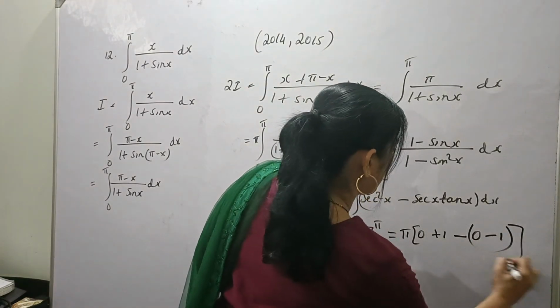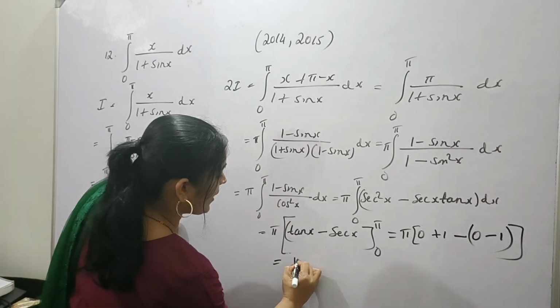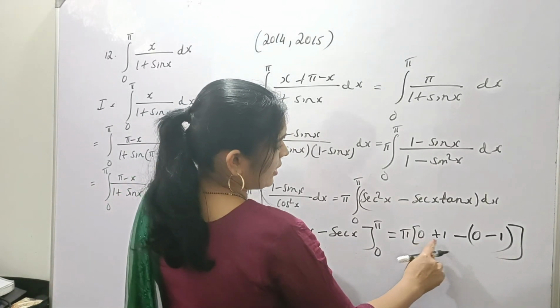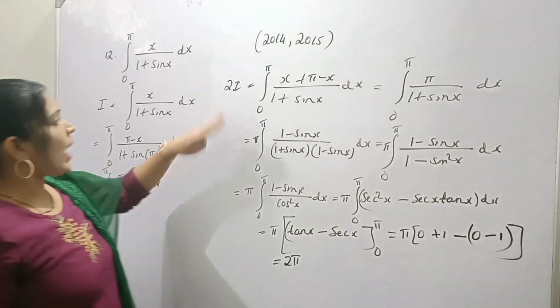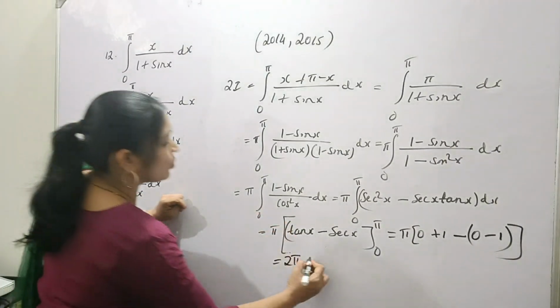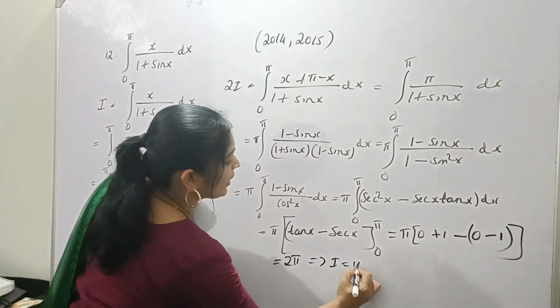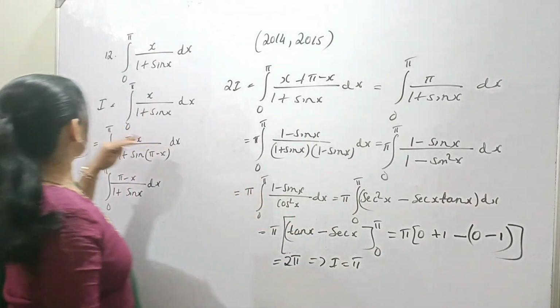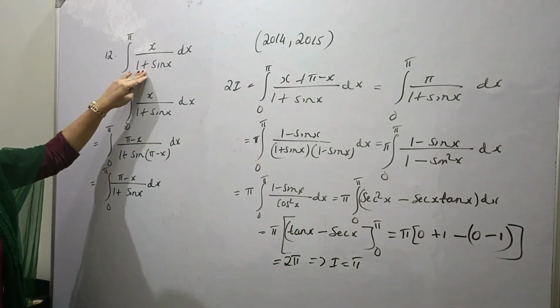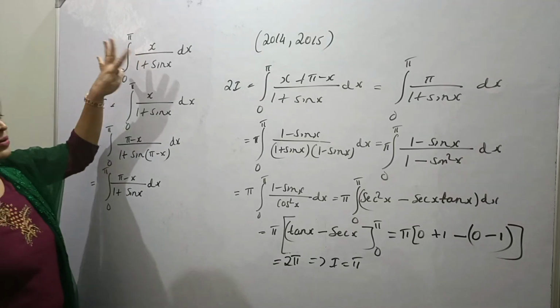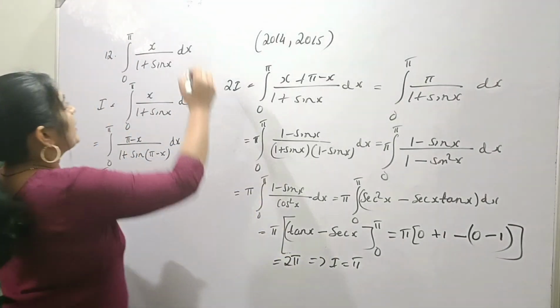So that is minus 1. That is equal to pi into 0 plus 1, that is 2 pi. Right. So 2I is equal to 2 pi, so I is equal to pi. Okay, I is equal to pi. What is I? This integral, the given definite integral, its value is equal to pi.